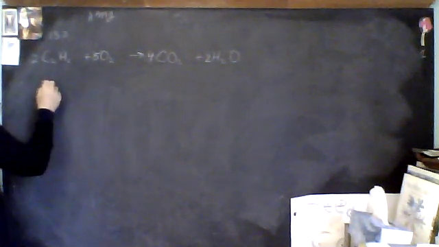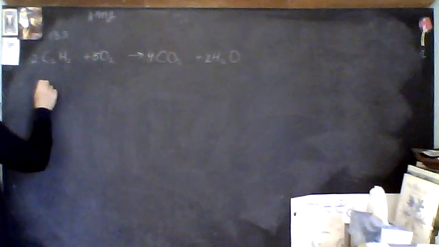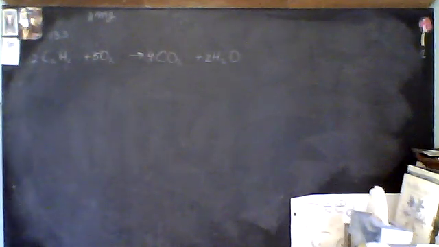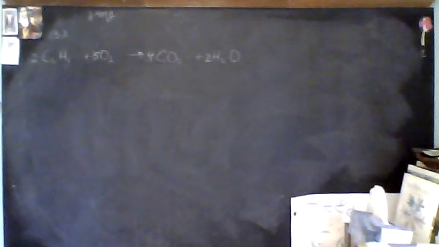Carbon has how many electrons? It only has 4. Carbon is in column 4A. It has 4 electrons. And hydrogen is in column 1A. How many electrons does it have? 1.